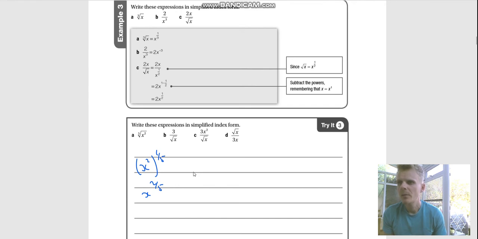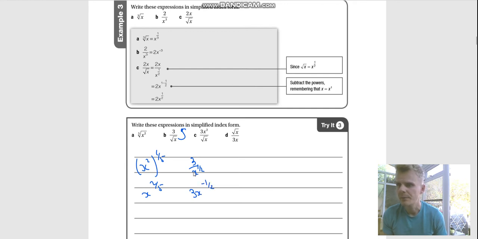Okay. Walking through the rules for this one, we would have 3 over x to the power of a half to start with. But if we want to bring it up, then this really does simplify it. Our rule is if it ended up in the denominator there, it must have been because it started life as a negative. So we've actually got 3x to the power of minus a half.